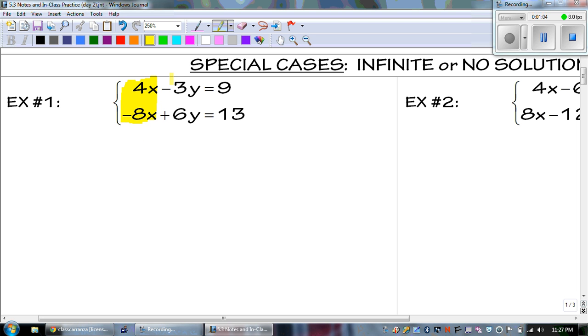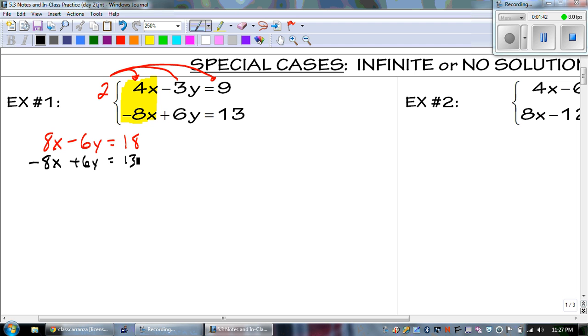So if I'm looking at the x's, how would I make that 4 into an 8? What would I need to multiply by? Yeah, I would need to multiply by a 2. So when I multiply, I am going to multiply everything in the top equation by 2. Now, I didn't do anything to the bottom, so it stays the same. We get negative 8x plus 6y equals 13.